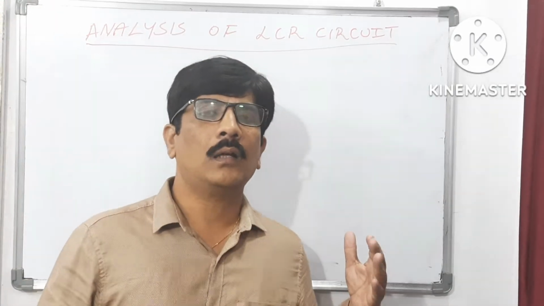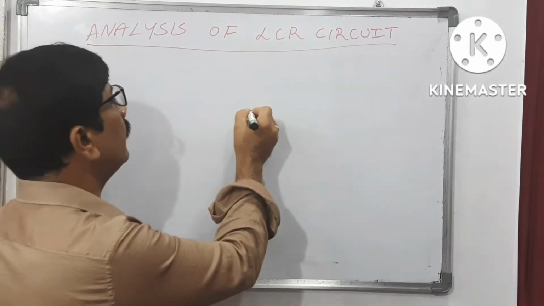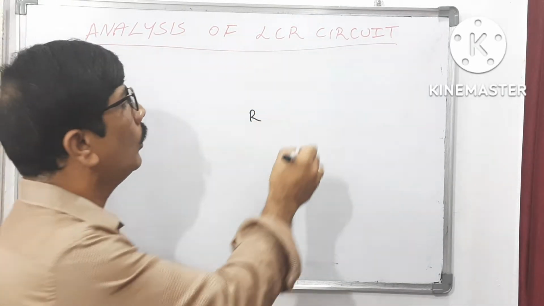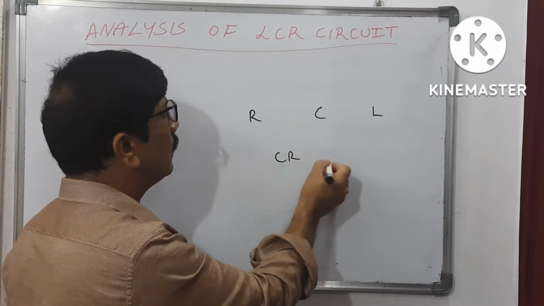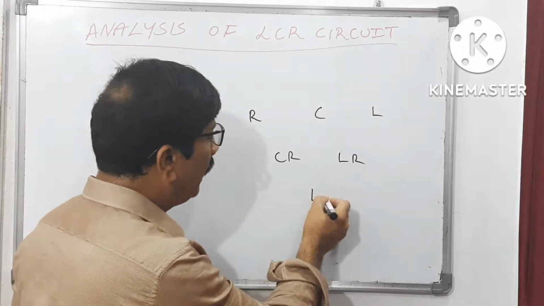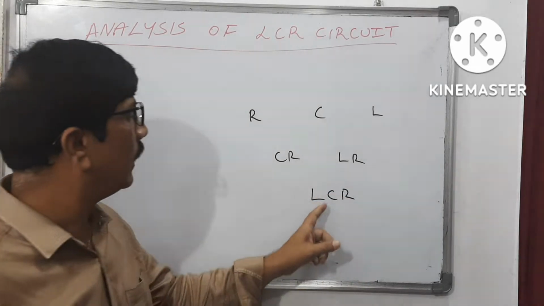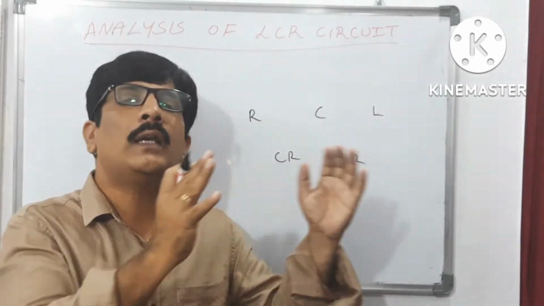Hi students, today I am going to explain analysis of LCR circuit. Till now I completed pure resistive circuit, pure capacitive circuit, pure inductive circuit, and I completed CR circuit and LR circuit also. Now I am going to explain LCR: inductor, capacitor, resistance. These three components are connected to AC source.